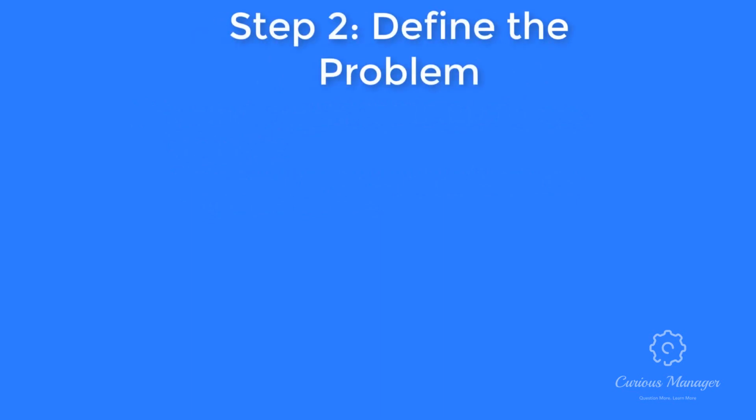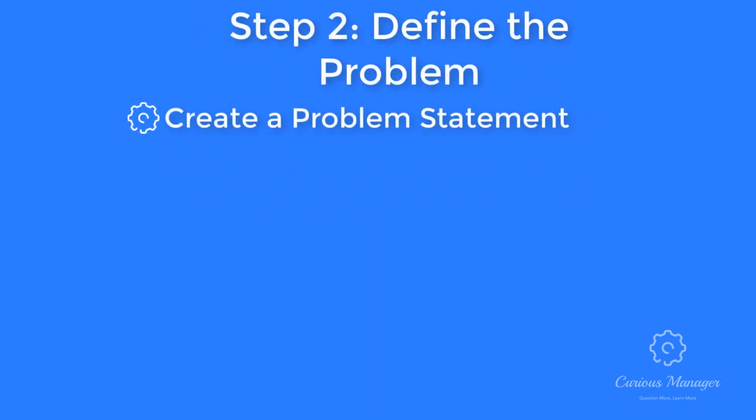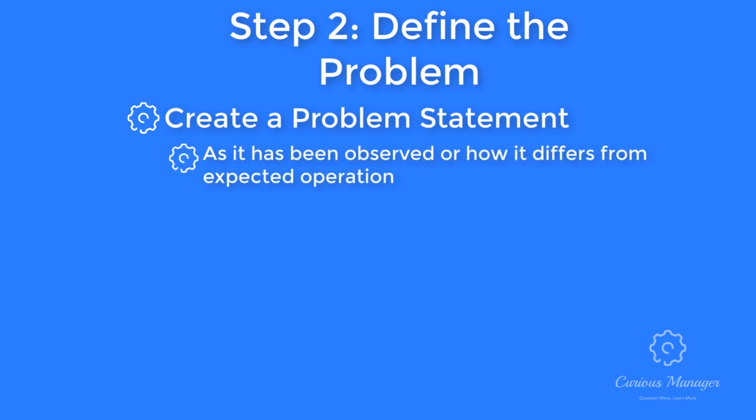In this step, a problem statement should be written that describes a problem as it has been observed or as it differs from desired system operation. The problem statement should focus on the following elements.